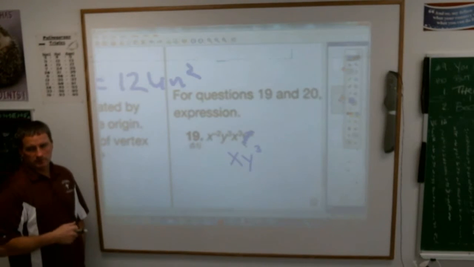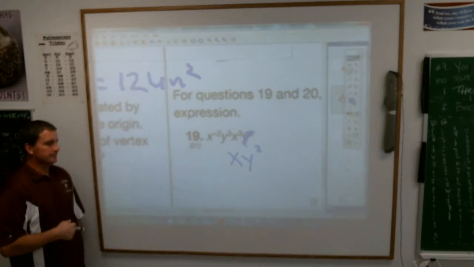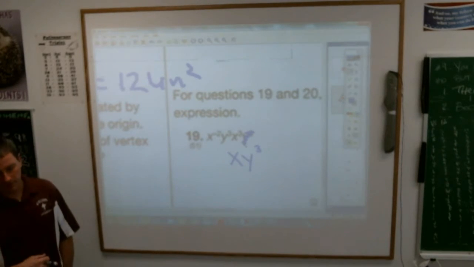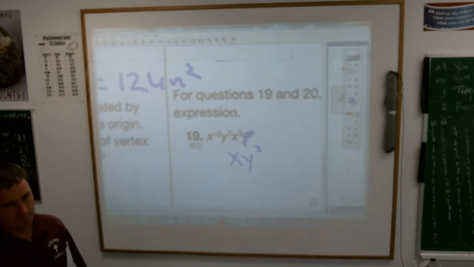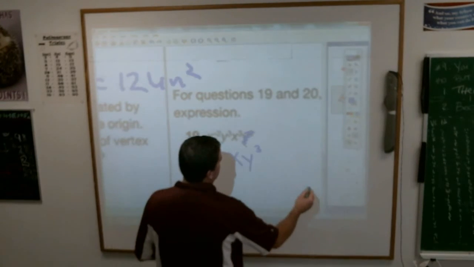Okay. Jacob. So for that problem, is it alright if I put x to the first power? It is okay, but it's not really common practice. Luke. Did we do 17 already? No.